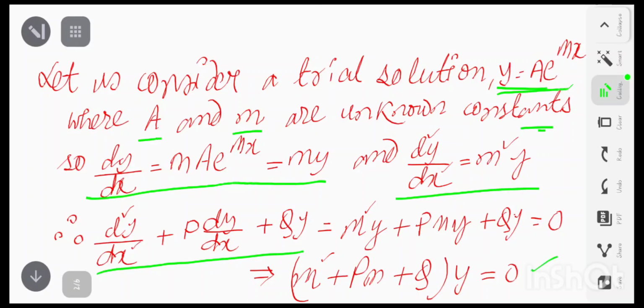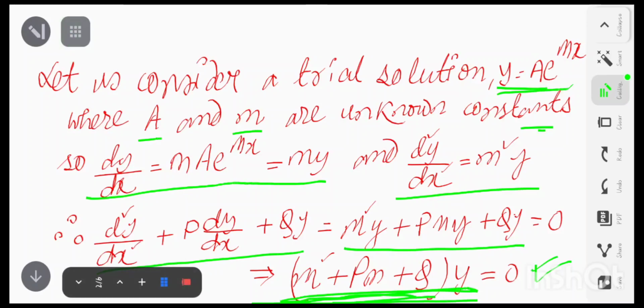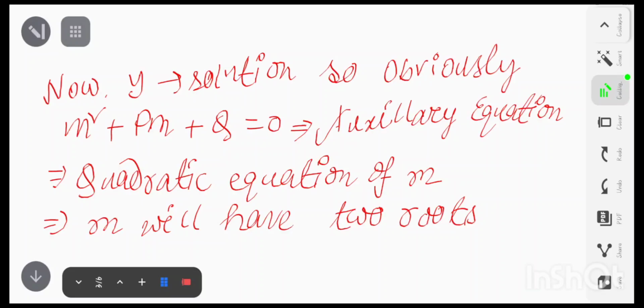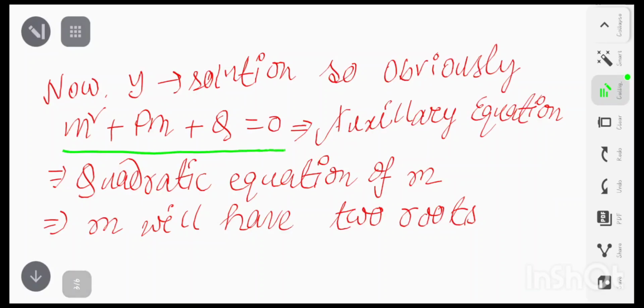Okay, in the places you just put those values. Okay, and by taking y out of the bracket, you will get the equation like this. So obviously y is the solution of this differential equation, that is y cannot be 0, so the bracketed term is 0 and this equation is called the auxiliary equation.